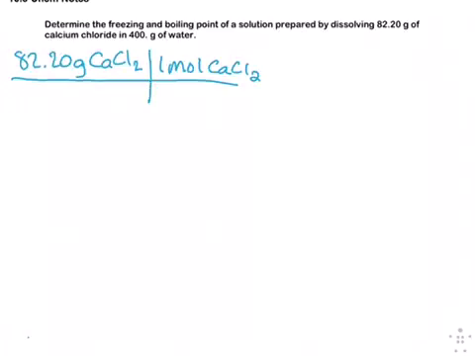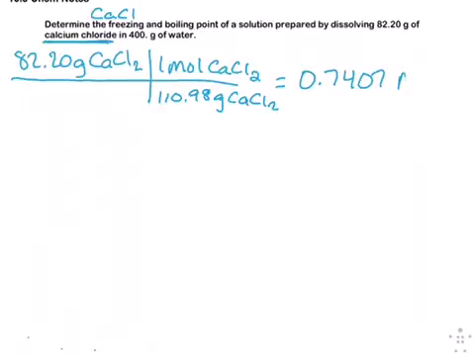Make sure when you're doing these problems that you get the correct symbols for the formulas, because if you just put CaCl, you will get the wrong molecular mass, since there's really 2 chlorine atoms. When you figure all that out, you get a molecular mass of 110.98 grams of calcium chloride, which gives us 0.7407 moles of calcium chloride. Okay, so that makes a good step 1. What do we do for step 2 then?